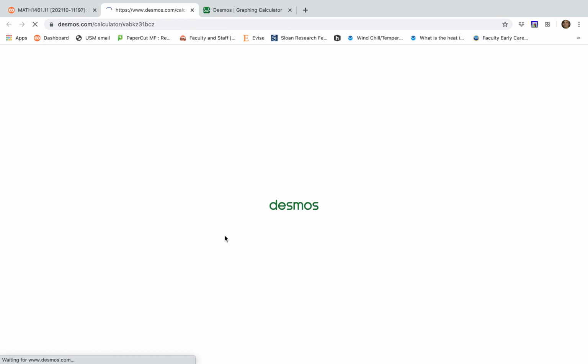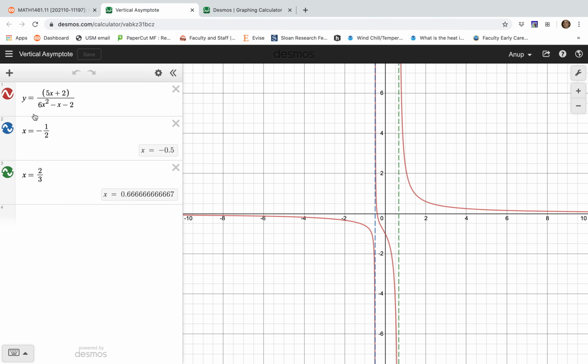Let me see if I have some over here. All right, this is the curve of the rational function y equal to 5x plus 2 divided by 6x square minus x minus 2. We can see a similar phenomenon over here at x equal to -2, and also at x equal to 2/3. Generally, to represent the vertical asymptote, we use a dash line, so this is the perfect image for that.